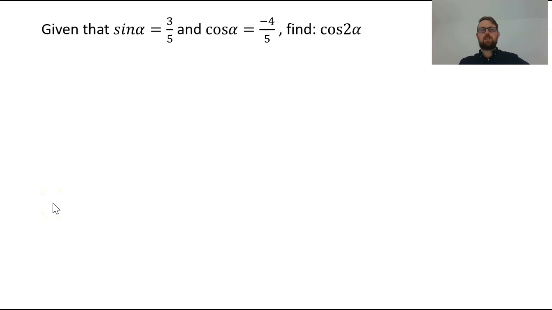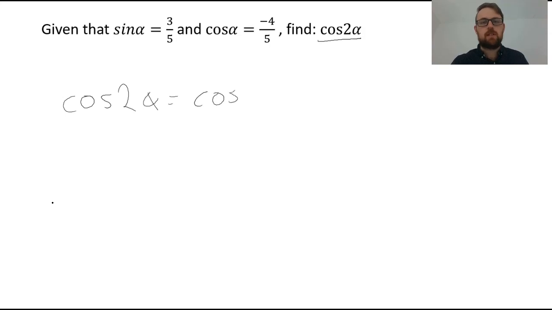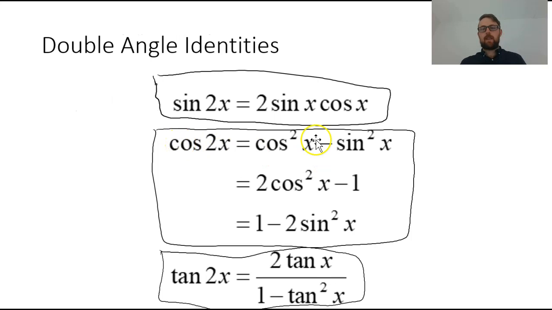All right, so let's have a look at a question. So given that sine alpha equals 3 on 5 and cosine alpha equals negative 4 on 5, we've been asked to find cosine of 2 alpha. Now when we see something like this, we can just go back to our previous formula. Cosine of 2 alpha equals cosine squared of alpha minus sine squared of alpha. All right, so we can see that that's our first one here. Now we could use any of these, but I've just chosen to use this first one, and you can try with the other ones and they will come out the same, but we're going to use this first one here.